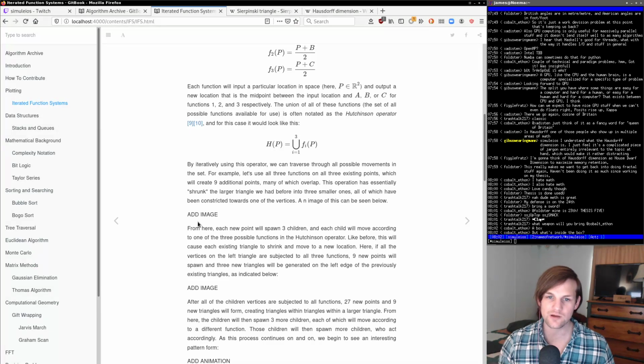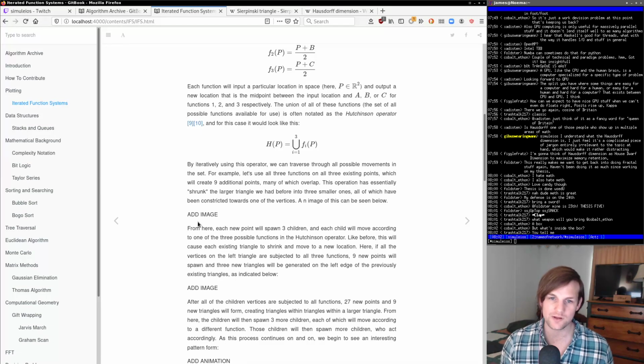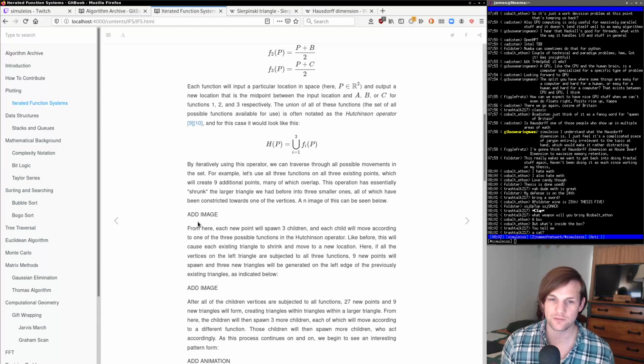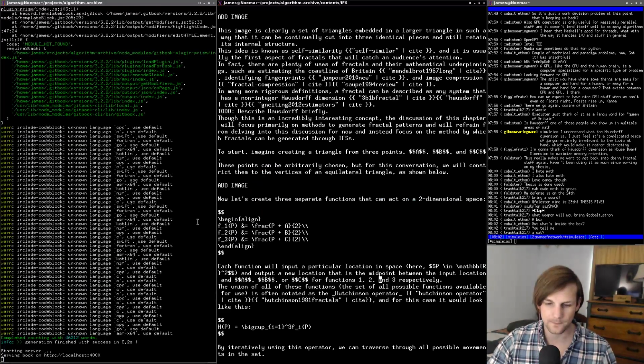For example, let's use all 3 functions on all 3 existing points, which will create 9 additional points, many of which overlap. This operation has essentially shrunk the larger triangle we had before into 3 smaller ones, all of which have been constricted towards one of the vertices. An image of this can be seen below.